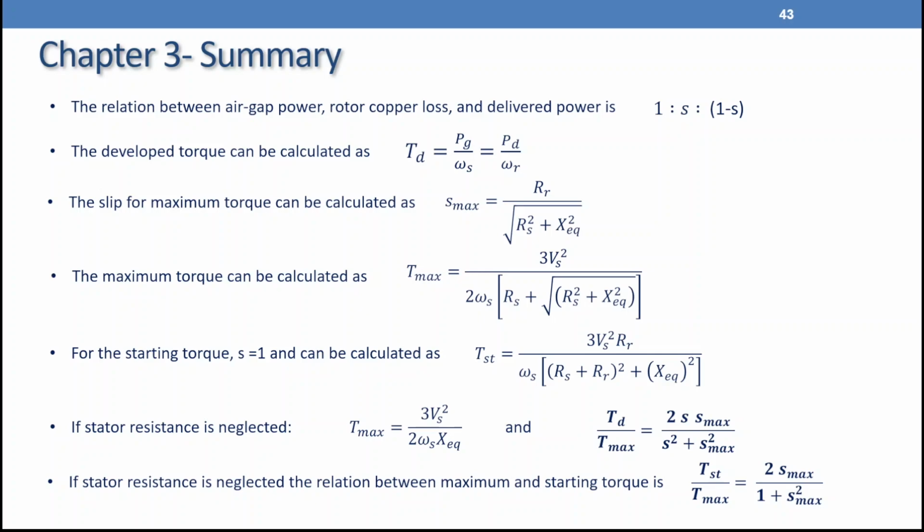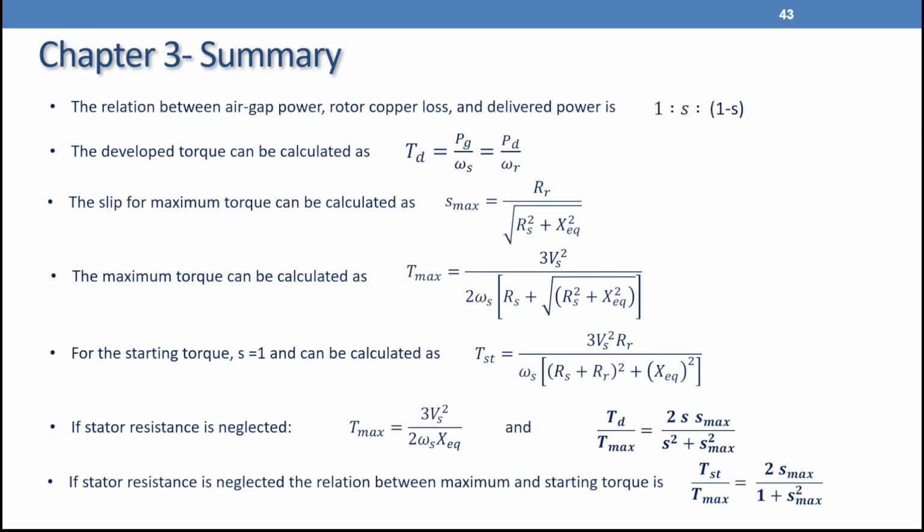To calculate the net torque, we need to calculate the net power, where the net power equals P developed minus rotational loss. Then we looked at the torque speed characteristics and different points on it, such as maximum torque. To calculate the maximum torque, you need to know the speed at which it occurs, so we need to calculate the slip for maximum torque. S maximum equals R rotor over root of R stator squared plus X equivalent squared. Then you can find the current at S maximum, then the air gap power at S maximum, then calculate the maximum torque or directly use the formula for T maximum.